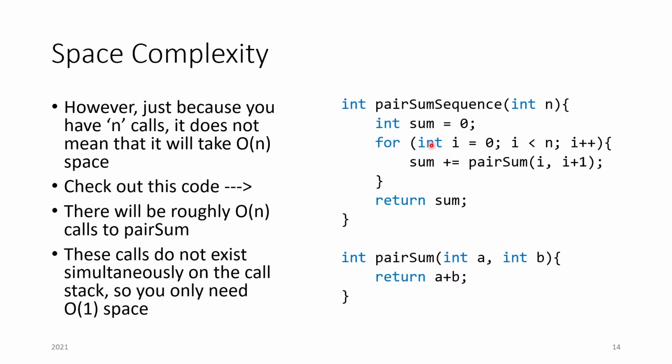Because of the for loop, and we see it starts from 0 up to n, yes, there will be O of n calls to this pair of sum function. But because this function is not being called recursively, and each function call does not depend on another function call, it just keeps reusing the memory. So that way it's only going to be O of one space for each iteration in the for loop.